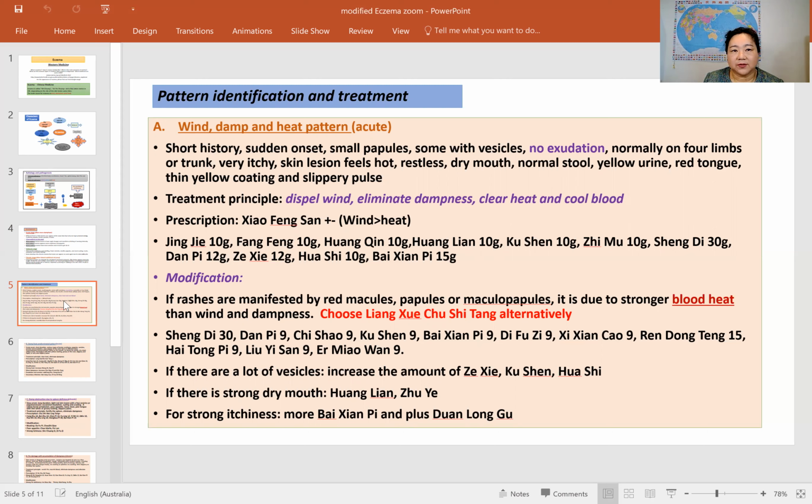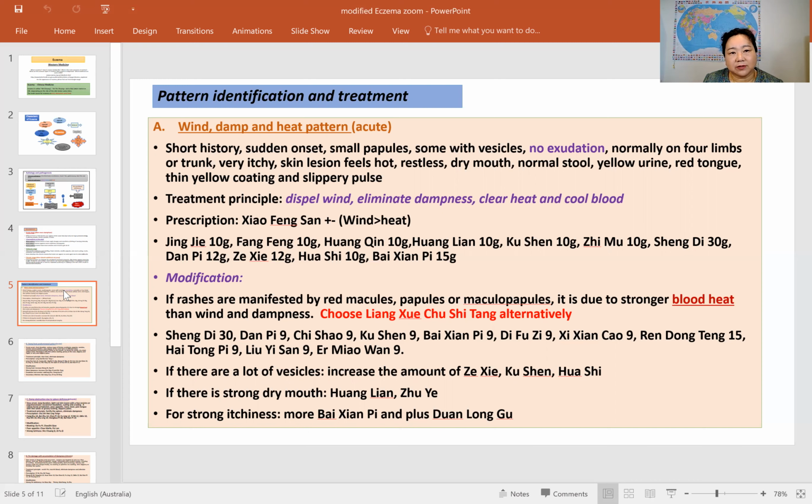The most important thing for us is how to identify the patterns correctly and address the treatment following your diagnosis. It's very important. Chinese medicine definitely works well for eczema. I've treated patients from 8 years old to people over 80 years old. They all achieved very good results. Okay, now the first pattern is the wind damp and heat pattern.